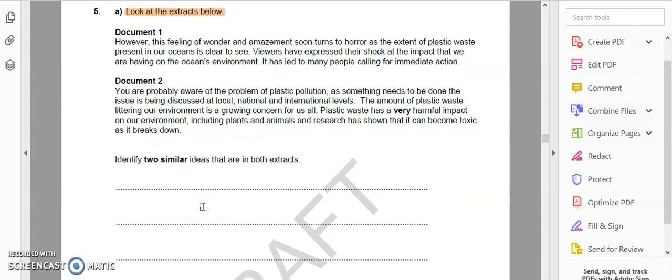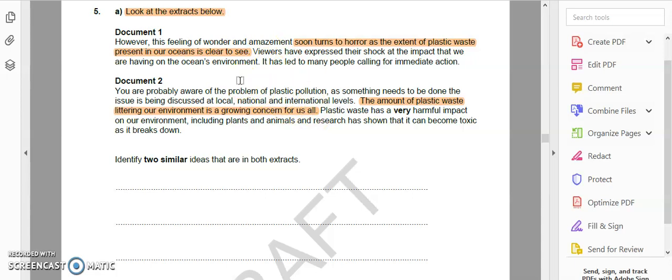Okay, so there are 3 similar ideas in both these extracts and we're going to go through those. Firstly, the idea that it's a concern, that there's a rising concern about plastic waste. So we've got here the amount of plastic waste littering our environment is a growing concern to us all. And we've also got soon turns to horror at the extent of plastic waste in our oceans is clear to see. So in both those things, we have this idea that plastic waste in the oceans is a growing concern.